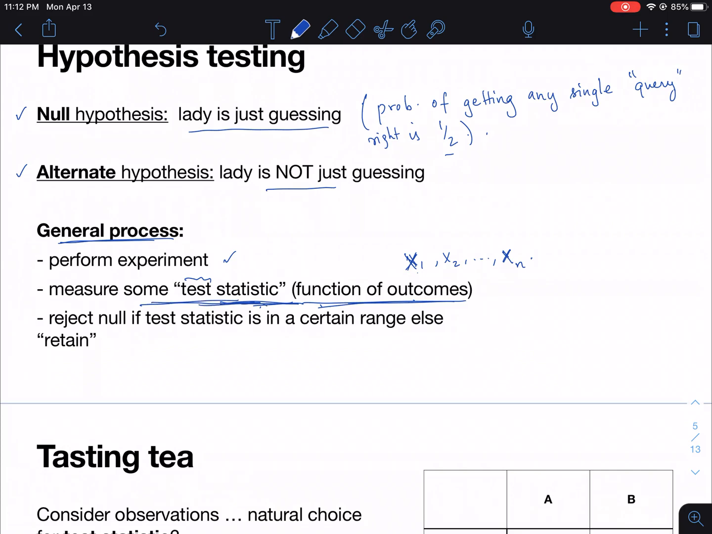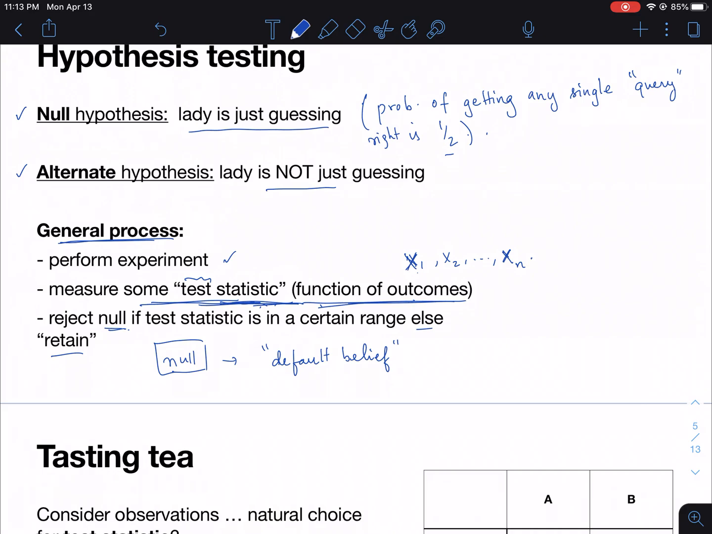You measure this test statistic, and then the third step is that you reject the null hypothesis if the test statistic is in a certain range, and otherwise we just retain the null hypothesis. A good way to view this is that a null hypothesis is like the default belief. You can think of the experiment that you are doing, or the outcomes that you see, as revealing something about the process, and then you may decide to change your default belief or not.